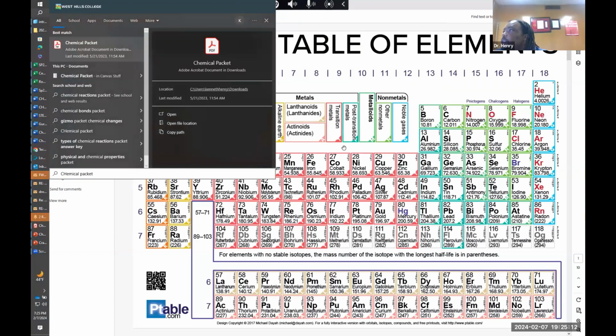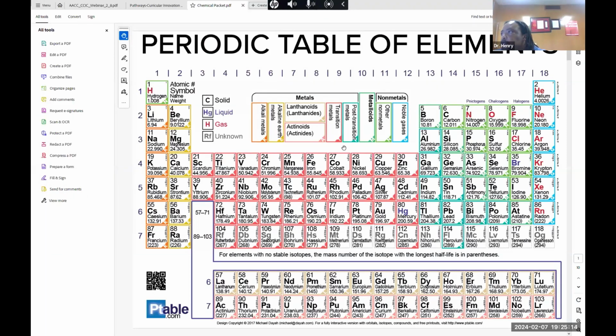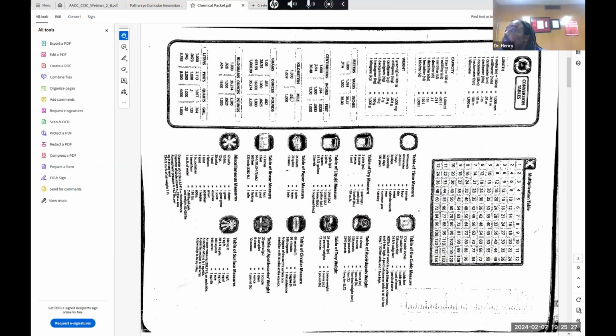Okay, so this is the chemical packet that I was making reference to. You guys should probably download it because it has conversions for you. Here is the periodic table. You can also go to P table. Here are conversions. Let me flip this.